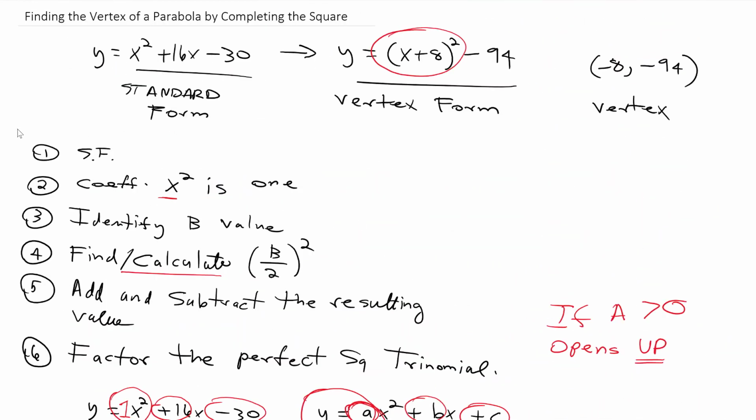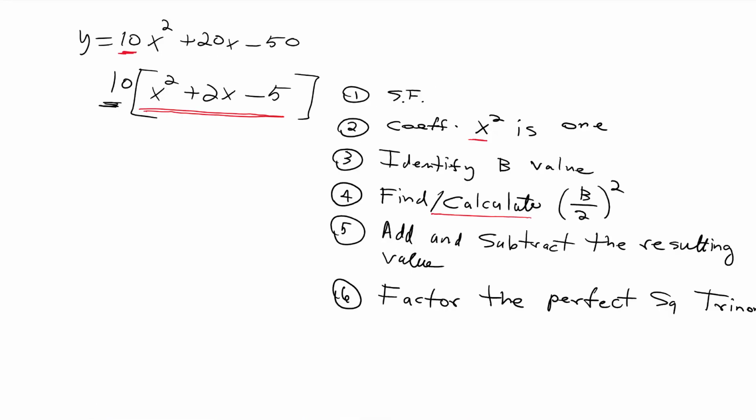Let me see if I can move this further down for us. So we have it in standard form already. And now we're looking at the coefficient, and we made the coefficient here 1. And so now we have to identify the b value of this portion. And the b value in this case is 2. B is equal to 2.